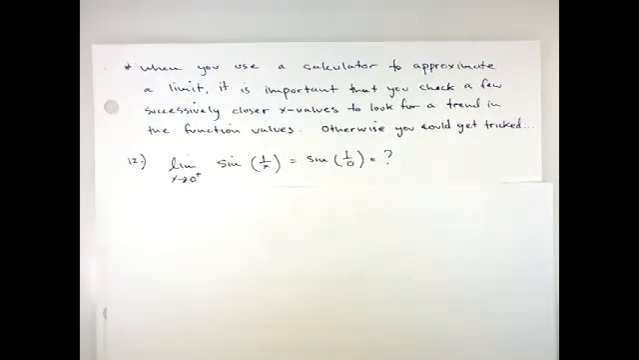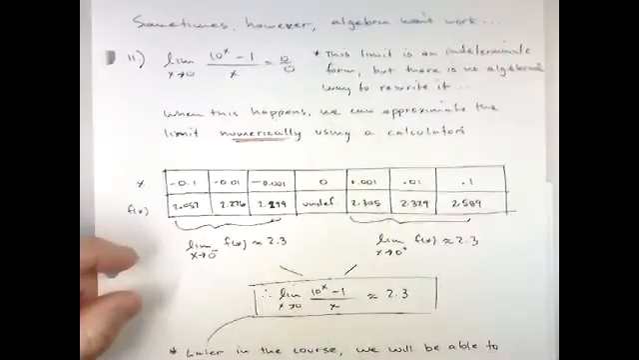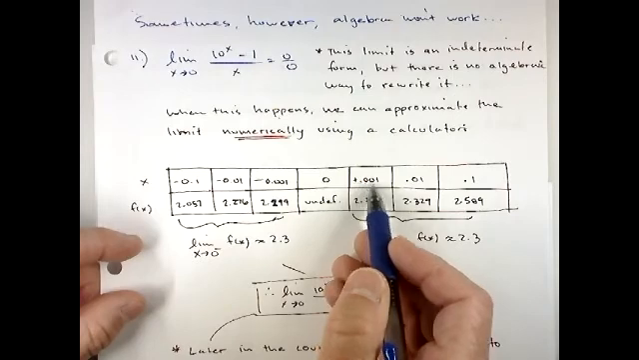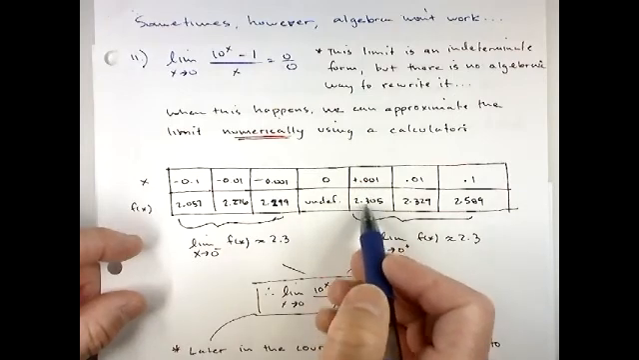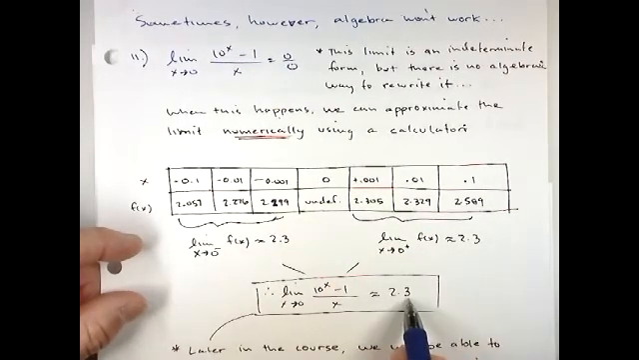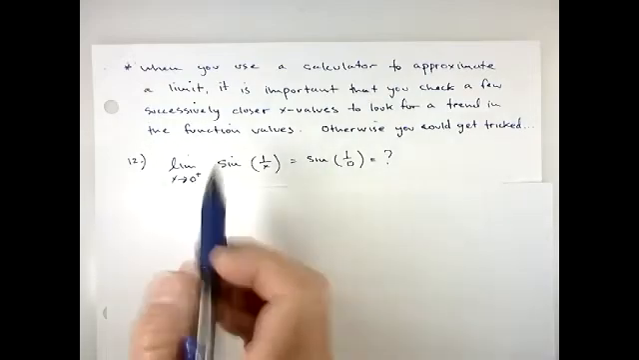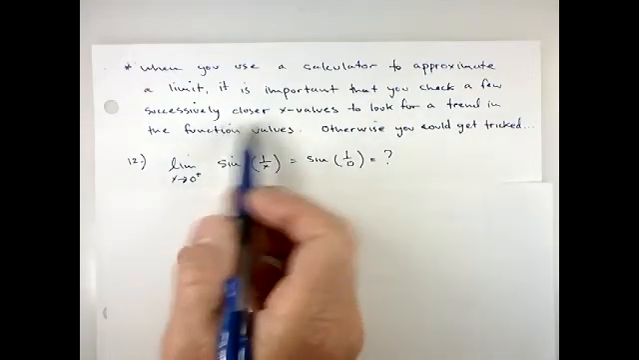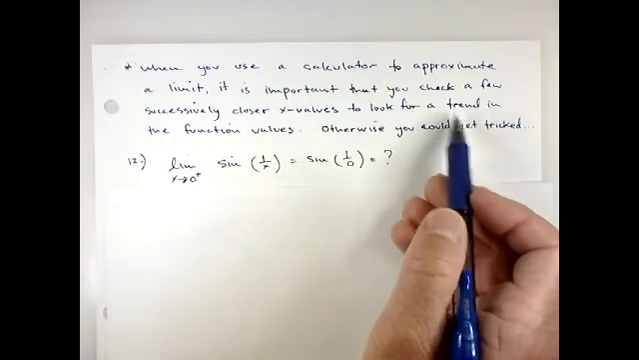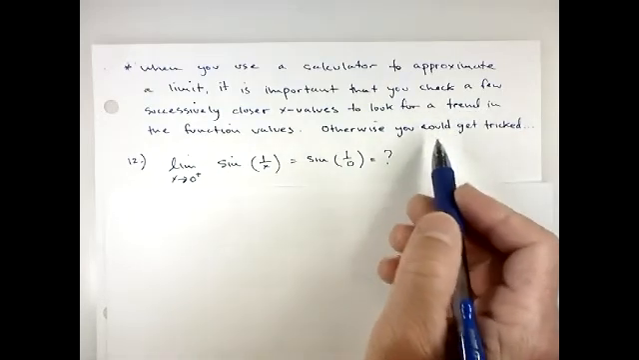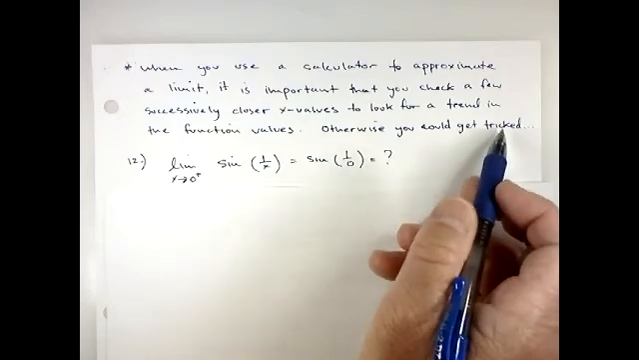Because it's important. A lot of people would say, if I go back to my last example, why is it important to pick these values? Why don't you just pick 0.001, and realize that's about 2.3 and then just say that's the limit? It is important that you check successively closer x values because you want to make sure that your values are trending in that direction towards a certain number. Otherwise, you could get tricked.